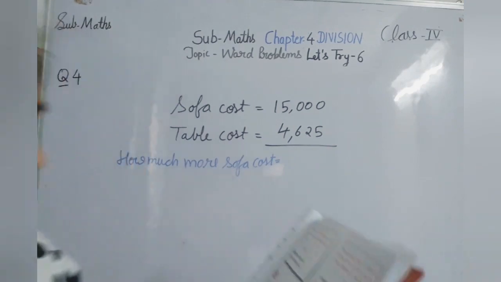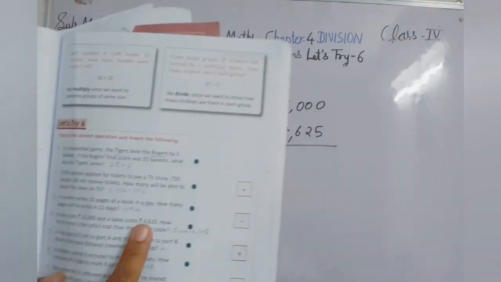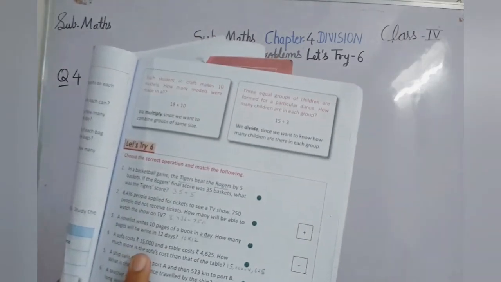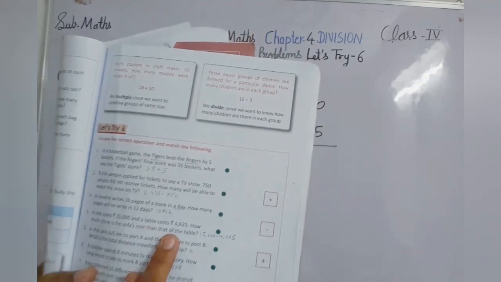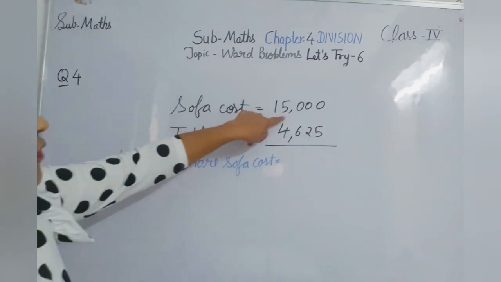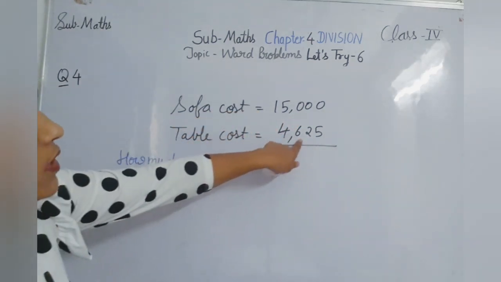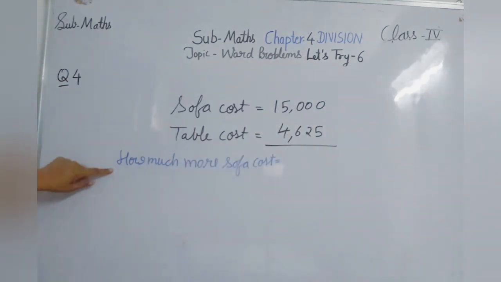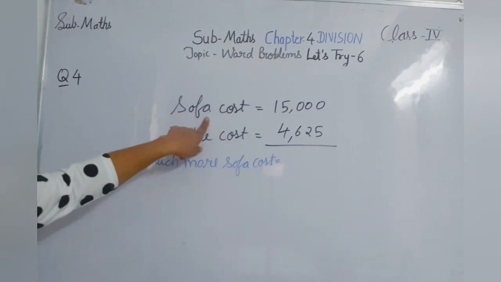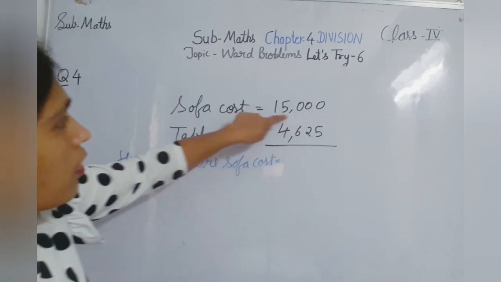So question number 4, I'm reading. A sofa costs 15,000 and a table costs 4,625. How much more is the sofa cost than that of the table? So what they have given: the cost of the sofa is 15,000. The cost of the table is 4,625, and they are asking, how much more does the sofa cost? What does it mean? The sofa's cost is more if we compare them.